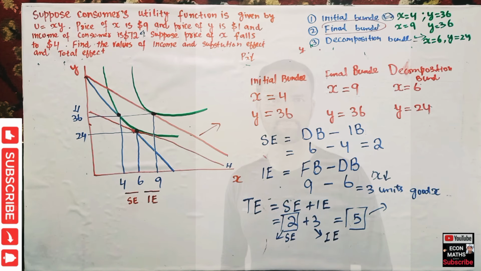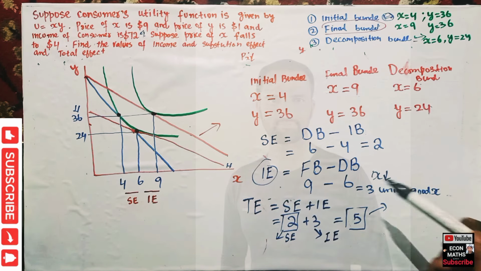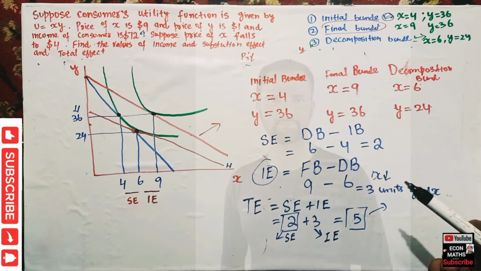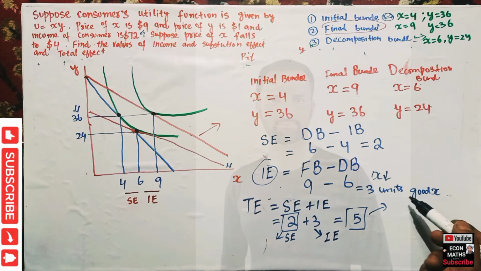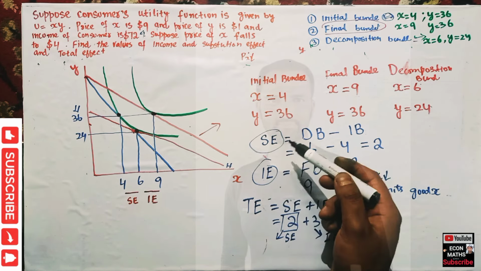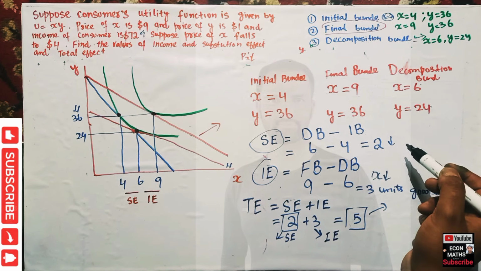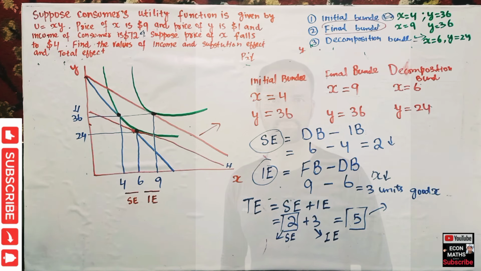Okay, and by income effect, what we mean is simply that when the price of good X falls, the consumer feels wealthier, his real income has increased, and he buys 3 more units of good X. And by substitution effect, it is simply that when the price of good X has fallen, the consumer buys 2 more units of good X due to the substitution effect. Okay, I hope I make myself clear in this video.